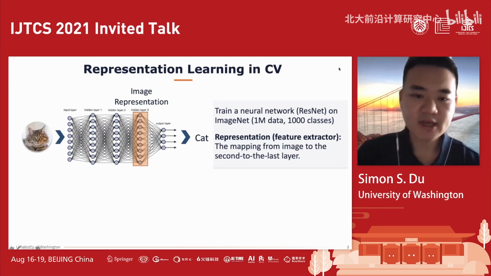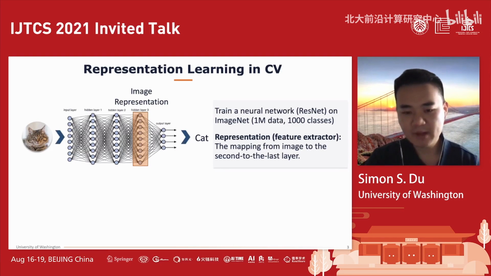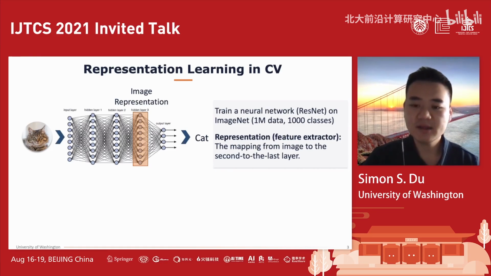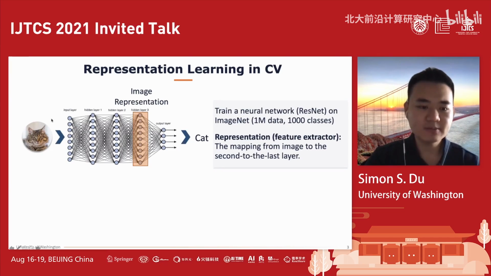This is the paradigm of representation learning at a high level. The first step is the following. We first train a neural network, let's say ResNet, usually a very complicated neural network, on ImageNet, where there are 1 million data points and 1,000 classes. Then we call it a representation or a feature extractor: the mapping from the image, for example this cat, to the second-to-last layer of this neural network. Here this is the hidden layer 3.